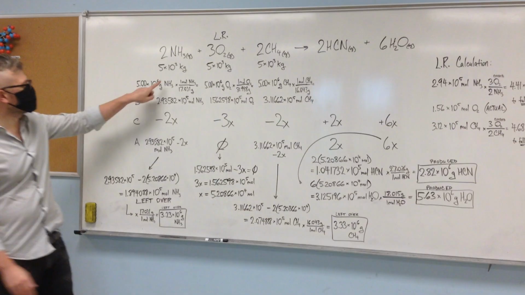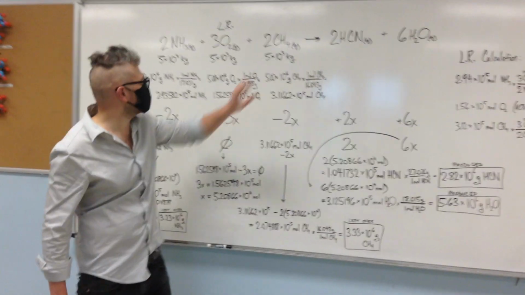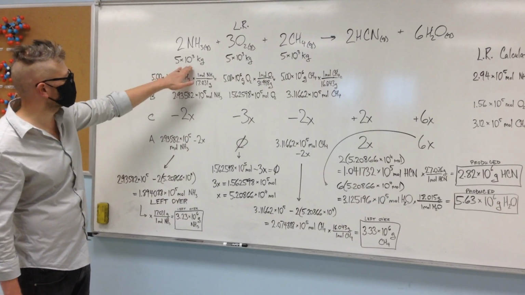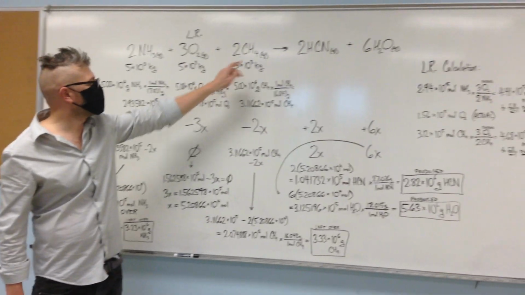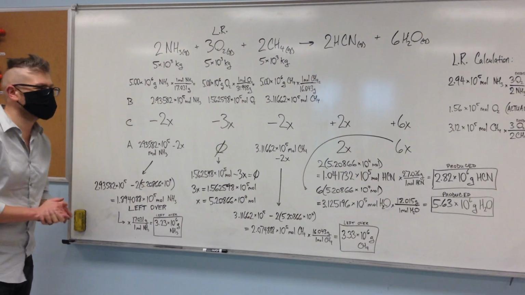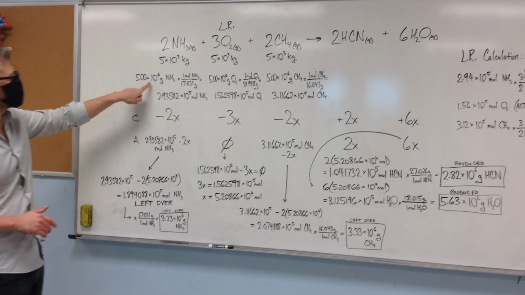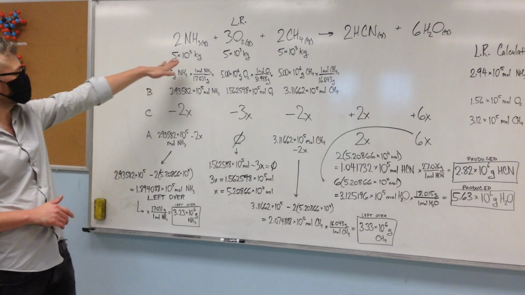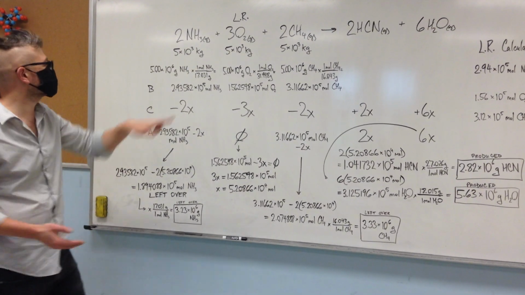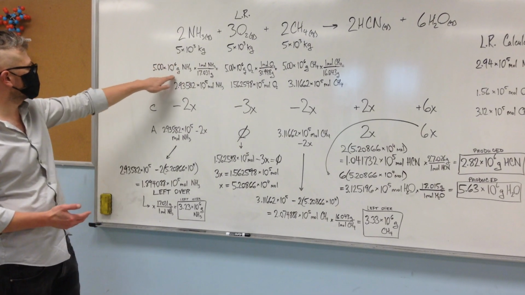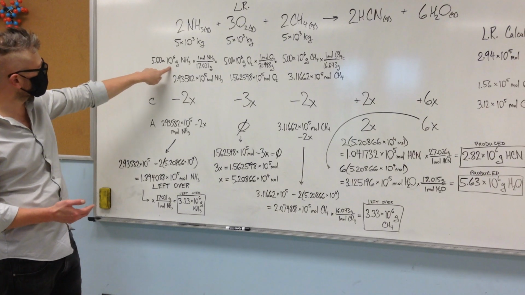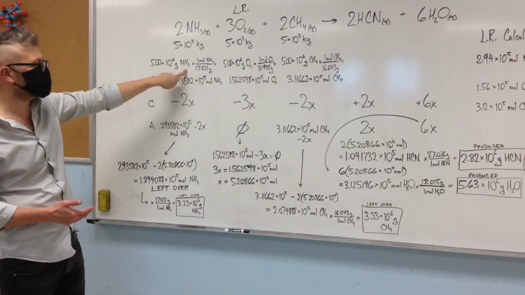So we were given in this problem the chemical equation, and here we have 5 times 10 to the third kilograms of each of NH3, of O2, and of CH4. Of course, you'll have different values on WebAssign. The first thing that I did here was take 5 times 10 to the third and convert that to grams. Kilo means 10 to the third, so 10 to the third times 10 to the third is 10 to the 6th. So 5 times 10 to the 6 grams of NH3.